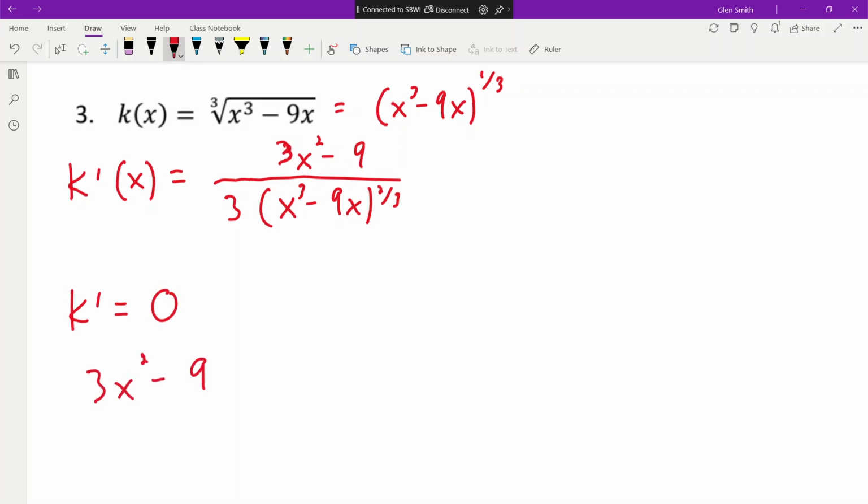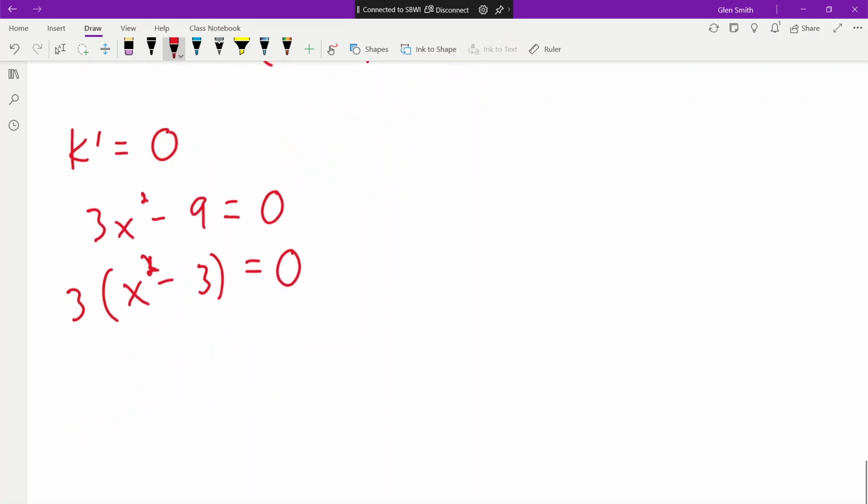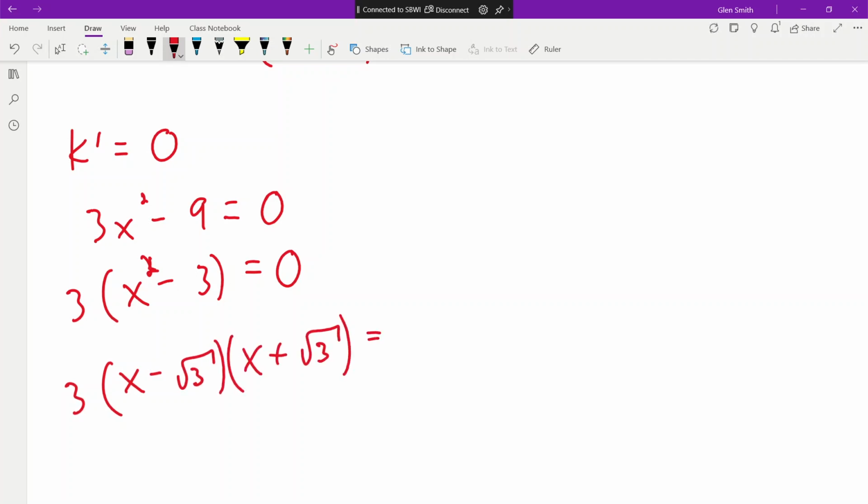Okay? So you can factor that or solve it. You take out a 3, you get x squared minus 3 left in here. But that factors into x minus root 3 and x plus root 3. So the answers we get to that are plus and minus square root 3.